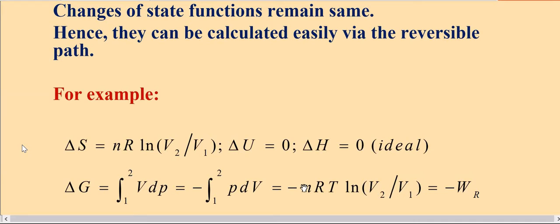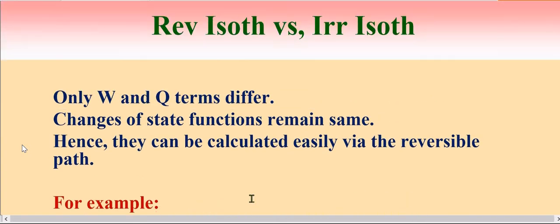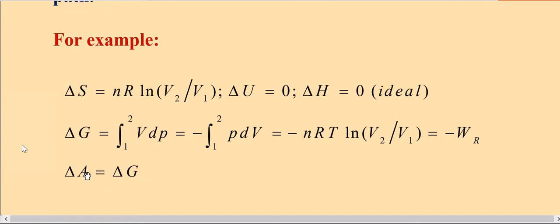Okay? So you see that without considering whether the path is reversible or irreversible, for isothermal processes, depending only on the initial state and the final state, not on the path, you can calculate the thermodynamic property. And delta A is delta G, as we just discussed a few minutes back, because it is isothermal, reversible, an ideal gas, and without any non-mechanical work, these two are the same.